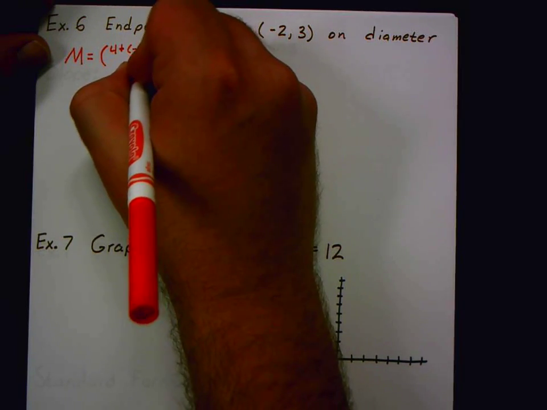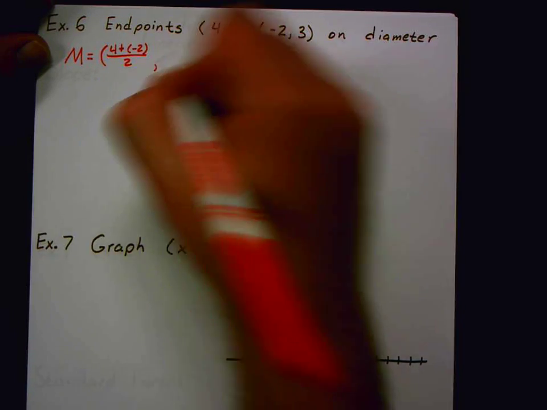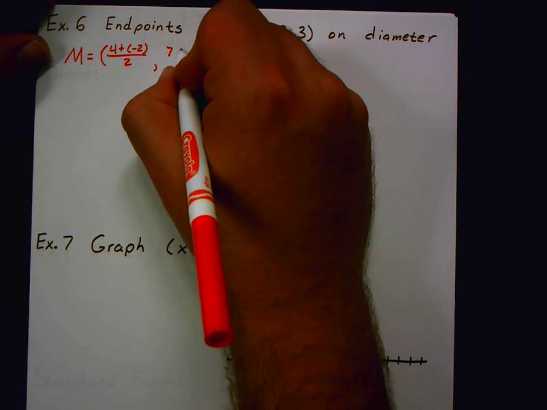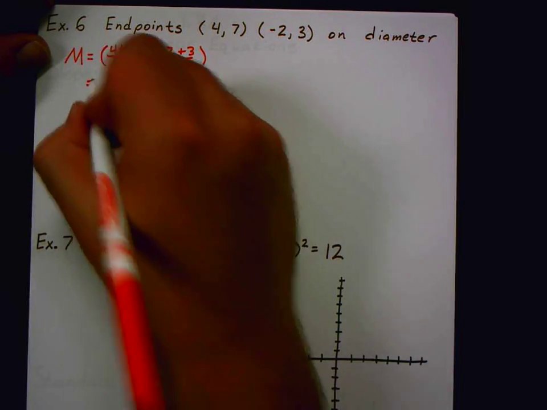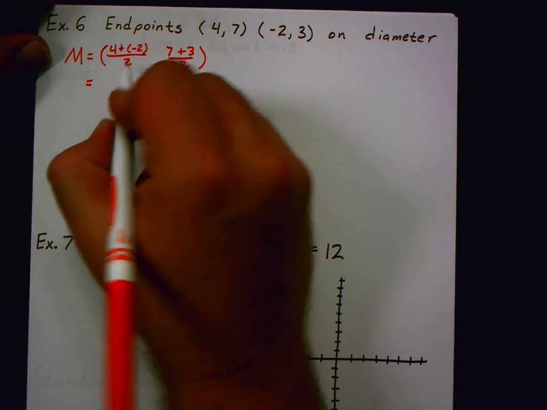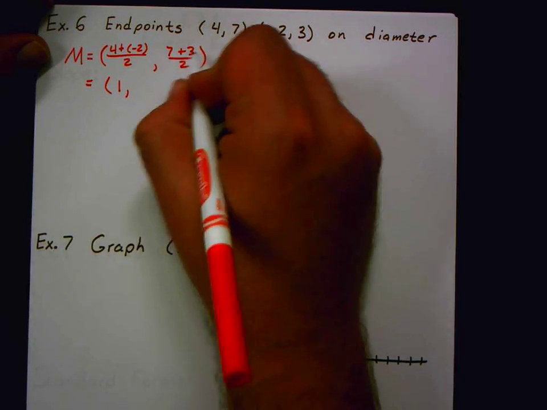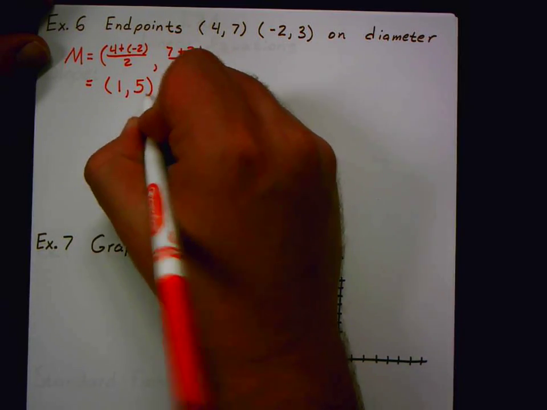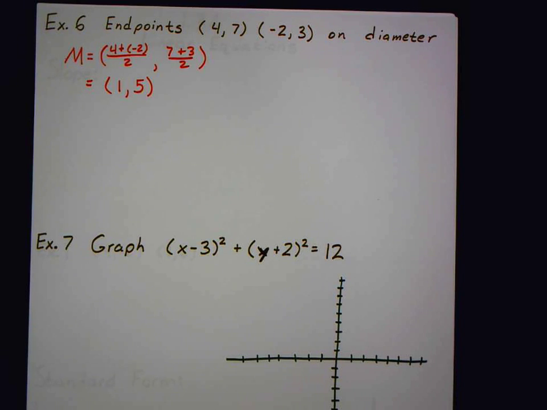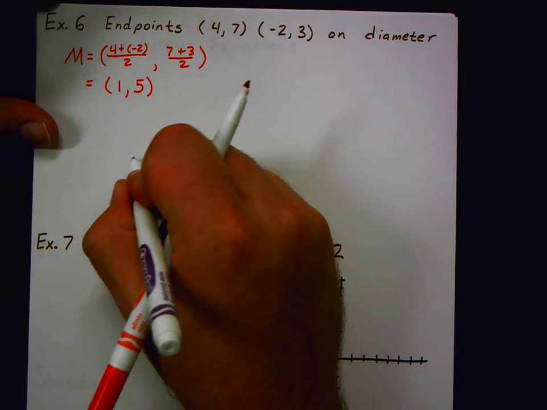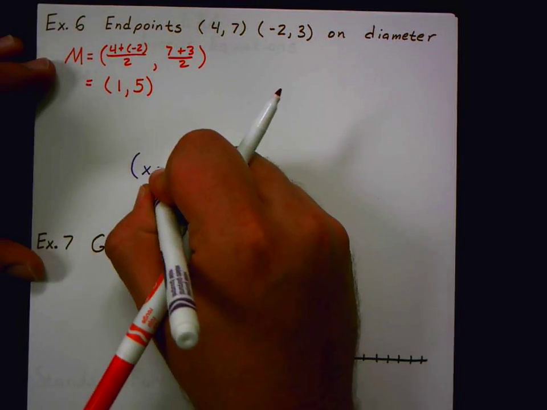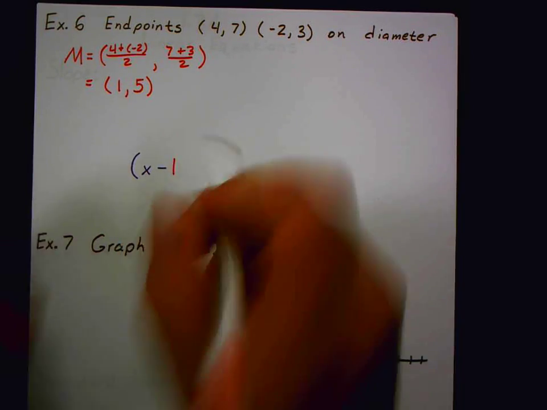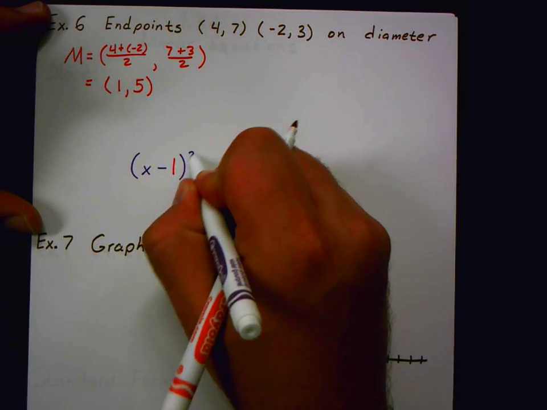Probably. I'll believe you. I just want to get it written down. Okay, so that's 2 divided by 2, which is 1. That's 10 divided by 2, which is 5. So that would be the center of my circle. You'll find out I like color coding. Color coding is fun.